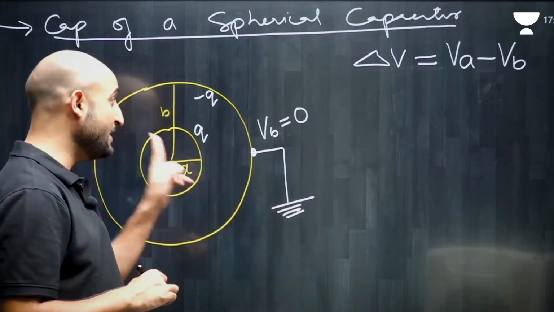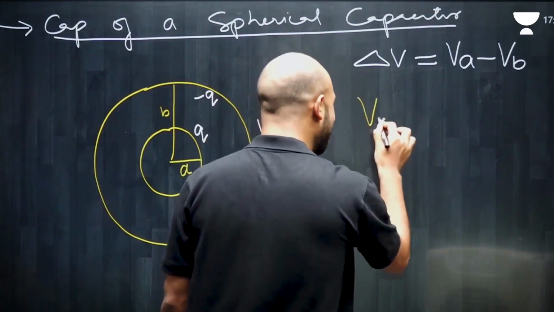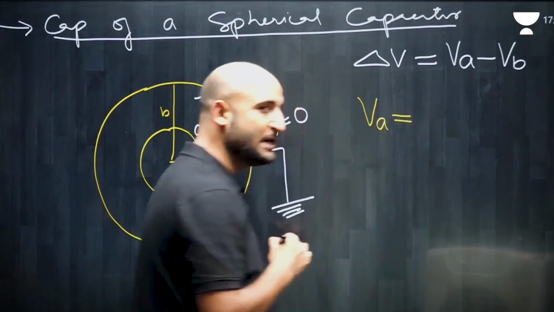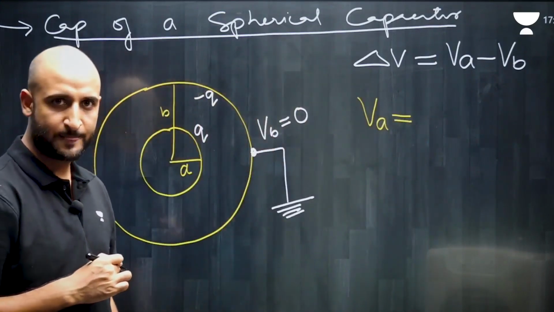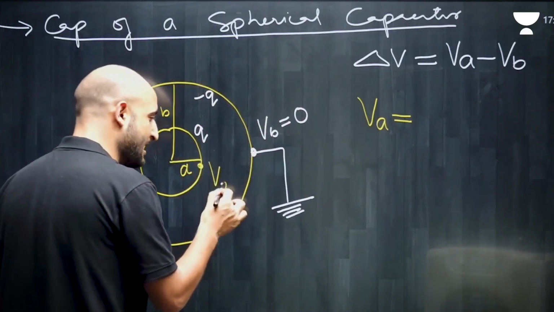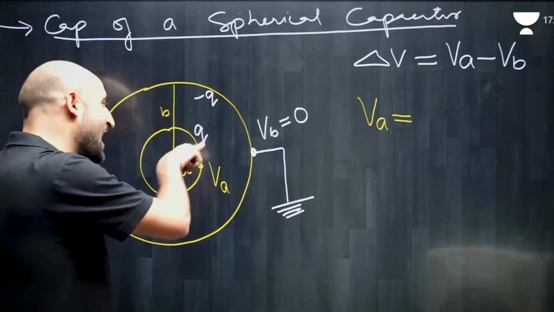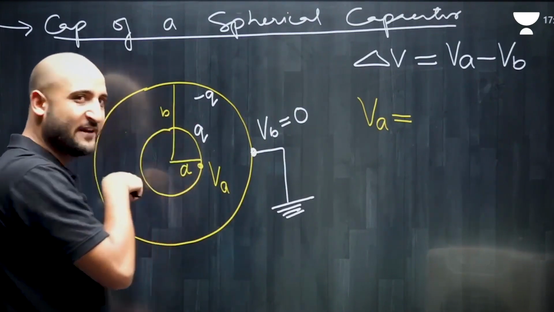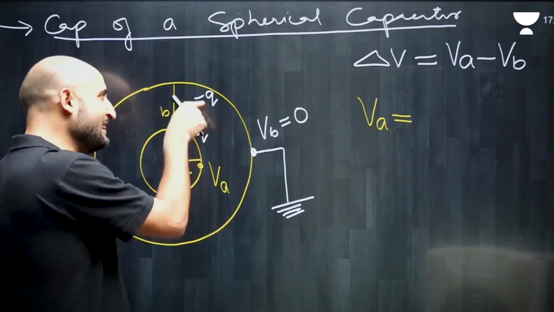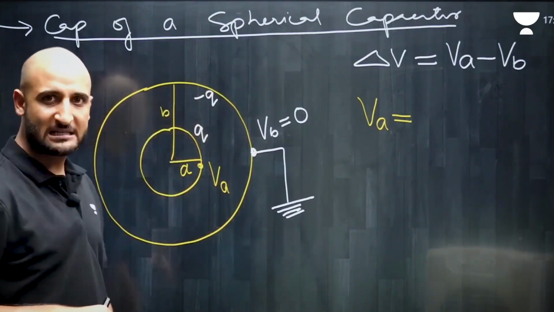I need to find VA. Now have a look here. How to find VA? Again, this is something which we have already done in electrostatics. Now, if you want to know the potential at this point, that's VA, there will be the potential because of two charges. One, the charge that lies on this inner sphere, that is charge Q. And one, the charge minus Q, which lies on the inner surface of the outer sphere.